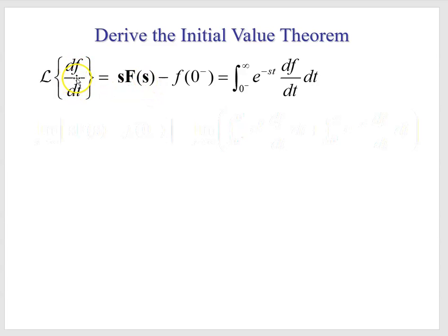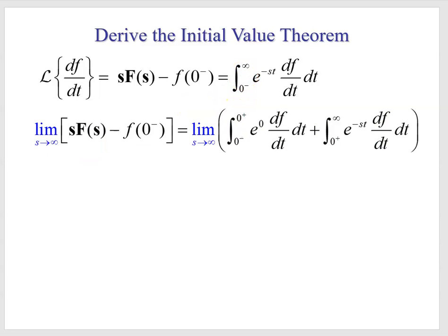So the Laplace transform of df dt, the time domain derivative of our function, that we know is s times our function in the frequency domain minus our initial value at 0 minus as opposed to 0 plus. So that's our one-sided Laplace integral from 0 minus to infinity of e to the negative st df dt, that's the function, and then dt for our integral over time. We're going from time t equal to 0 minus, to t equal to infinity.